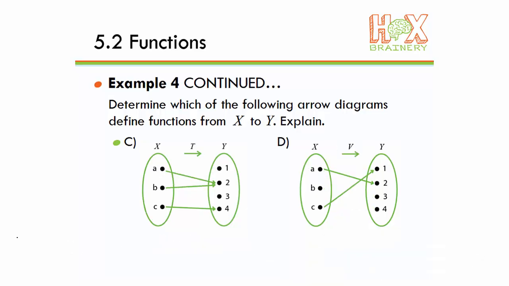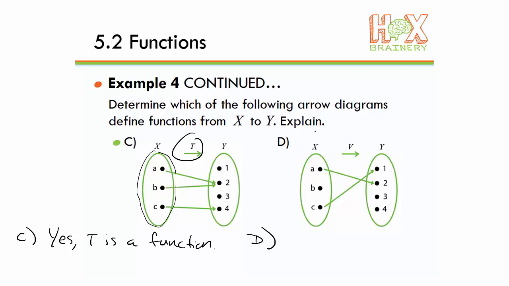Part C, we have a relation T here. And if we look at it, all of these are used. All the elements in set X, the domain, are used, and they're used only one time each, right? So each of these have an arrow coming out of them, and they only have exactly one arrow coming out of them. So yes, T is a function.